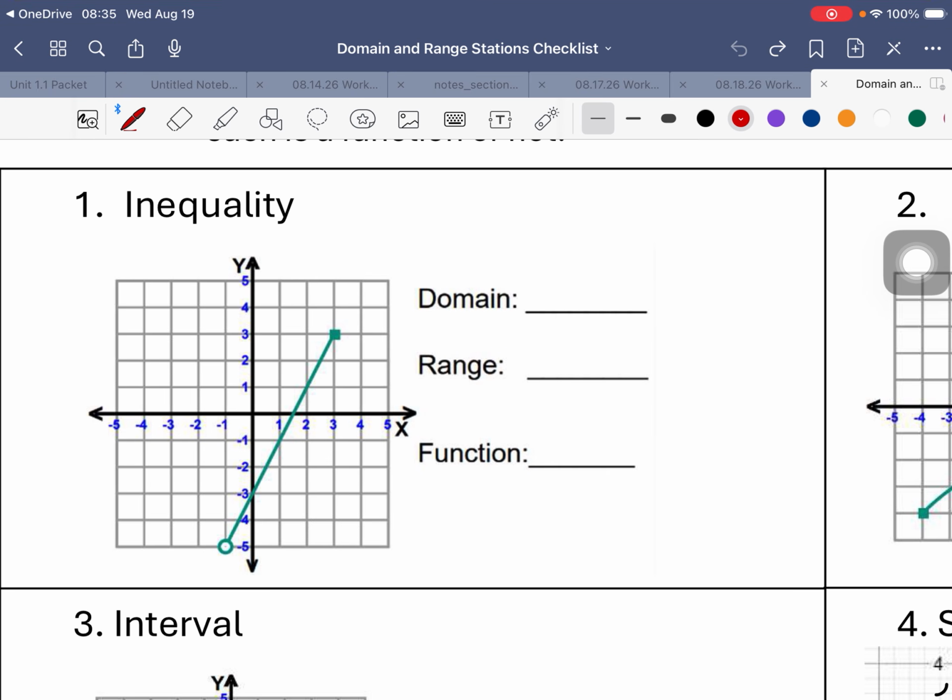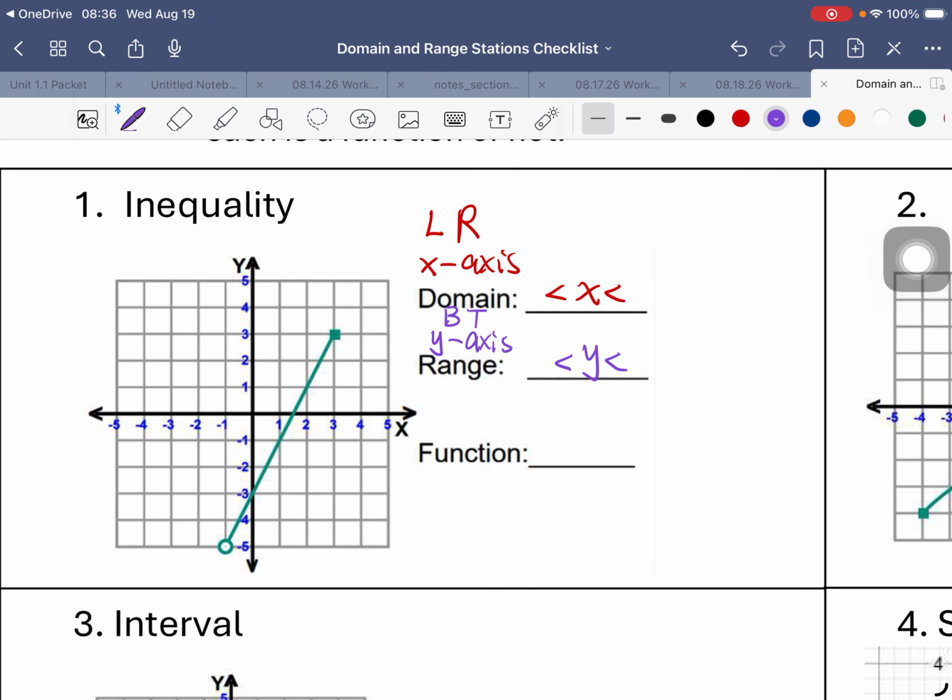Domain is x values, so we look at the x-axis from left to right. Range is y values, so we look at the y-axis from bottom to top. For inequality notation, if it's continuous, we can always write down x less than for domain, and y less than for range.